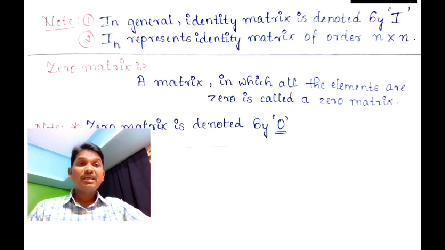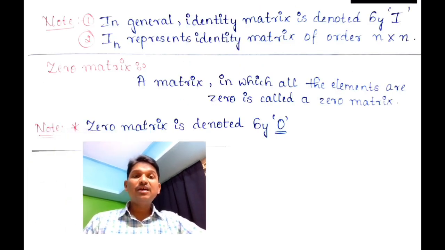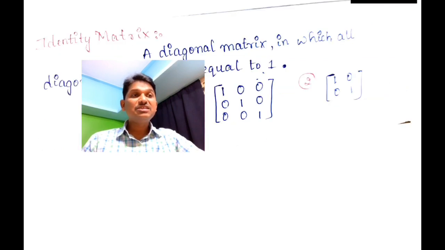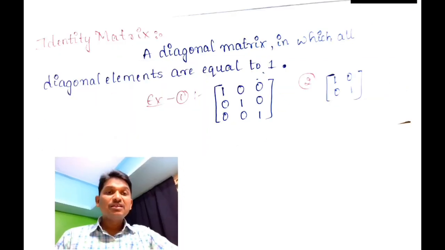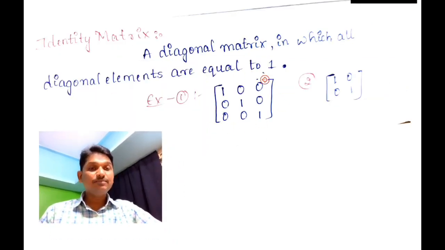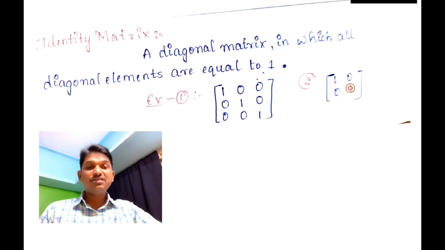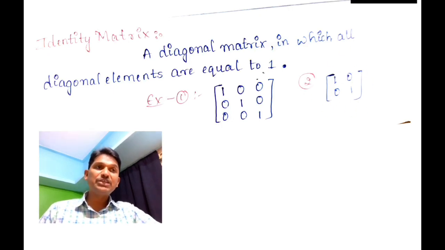Okay. Next, regarding identity matrix, few points. In general, identity matrix is denoted by I. That we discussed. I_n represents an identity matrix of order n by n. Suppose you see this one. This is the example of I_3. That means it is an identity matrix of order 3 by 3. This is the example for I_2. I_2 means it is identity matrix of order 2 by 2.